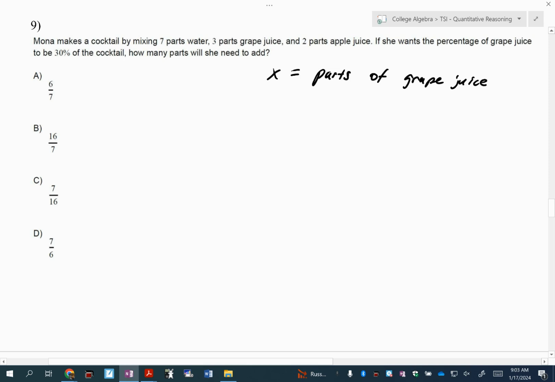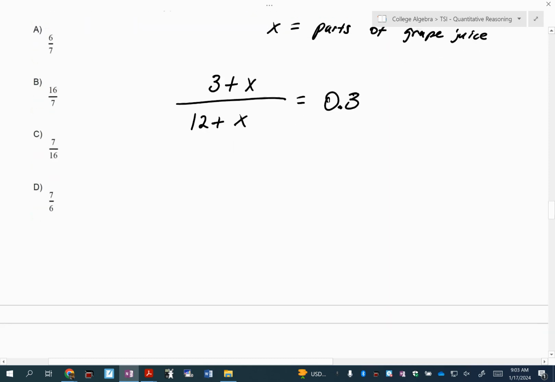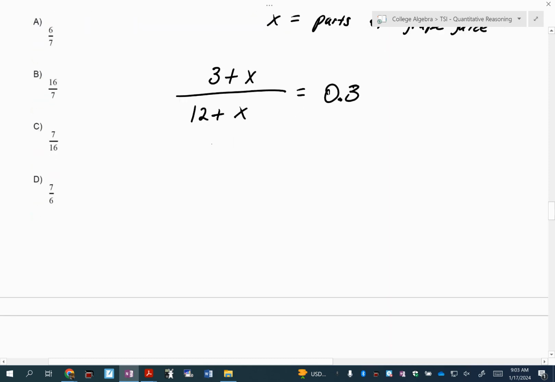All right, so if I just do grape juice, that's 3 parts grape juice plus however many parts she adds, over the total, which is going to be the 7 plus 3 plus 2 value. So that's going to be 12 plus the number of parts that she's going to add, and we want that to be equal to 30%. So this is how we set up that rational equation. If you want to move the 12 plus x over, you get 3 plus x equals 0.3 times 12, which is 3.6, plus 0.3 times x, which is 0.3x.